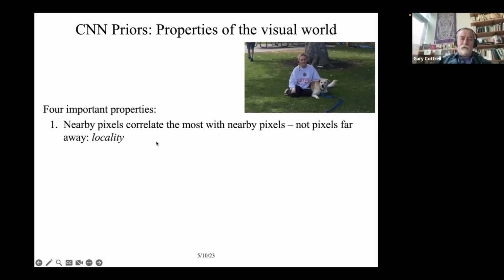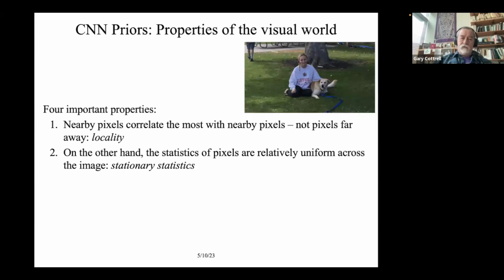So for example, nearby pixels correlate the most with nearby pixels, not pixels far away. And so that's a kind of locality of the data. On the other hand, if you take all your vacation photos, say, and you look at the statistics of a pixel right here and the statistics of a pixel over here, they will have very similar statistics. Of course, that's not a correct assumption necessarily, because the sky is usually blue and the ground is usually green or brown.